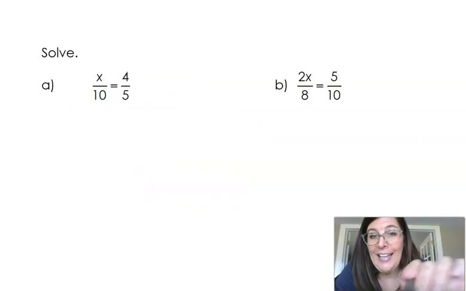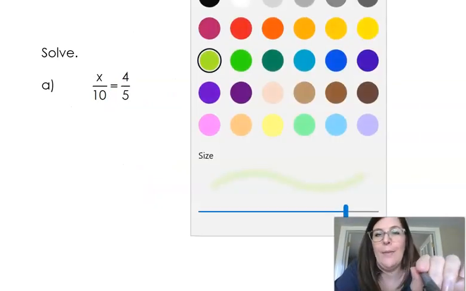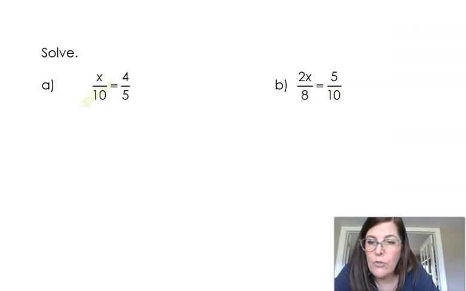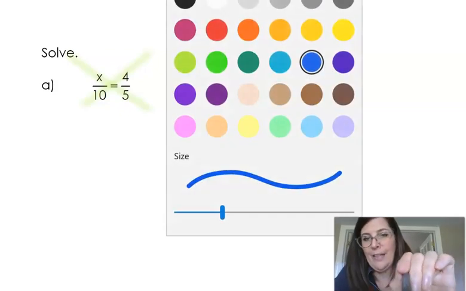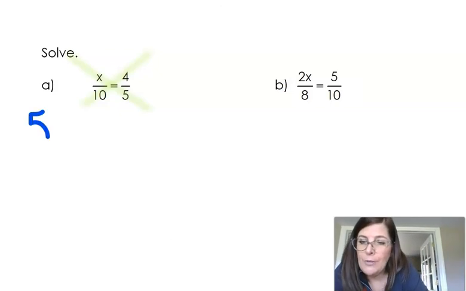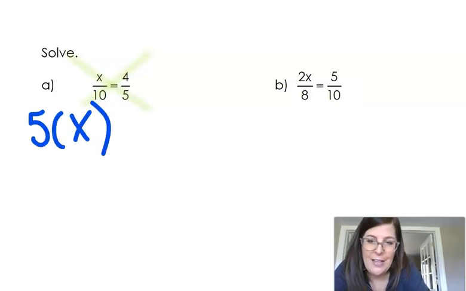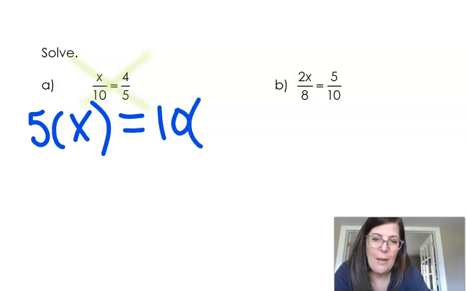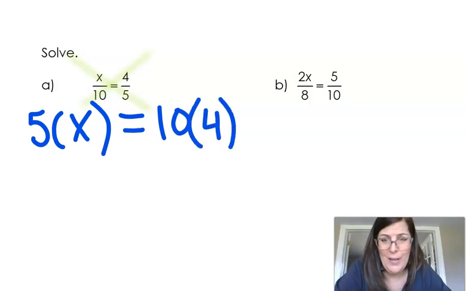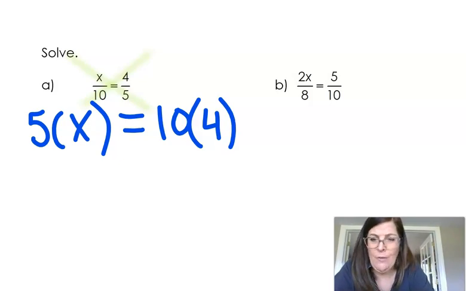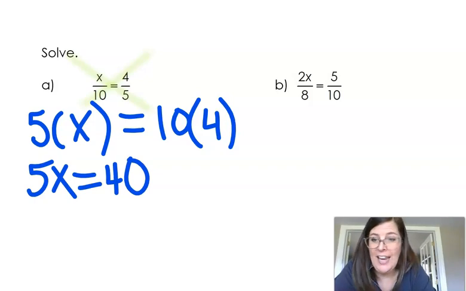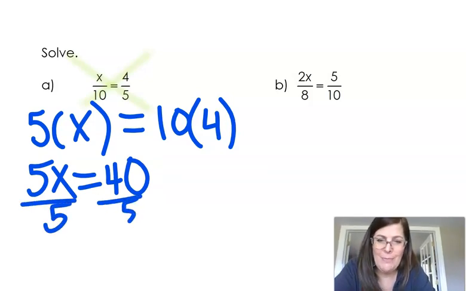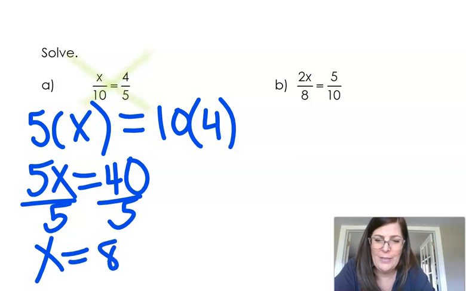Now, this first little guy, he's a little baby problem. So check him out. What you do is you're cross multiplying this side and this side. So the bottom of one side times the top of the other. So this becomes 5 times x is equal to 10 times 4. It makes no difference which side you start with. So 5x is equal to 40. And then solve this baby. Divide both sides by 5 and you get x is equal to 8.